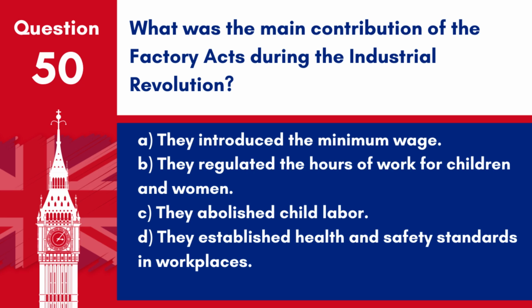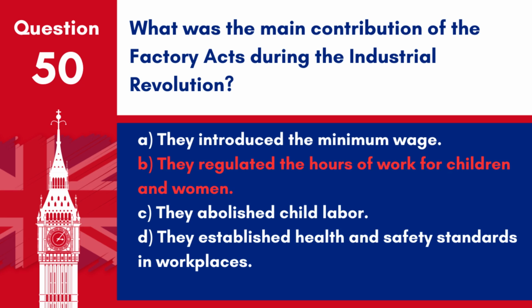Question 50. What was the main contribution of the Factory Acts during the Industrial Revolution? A. They introduced the minimum wage. B. They regulated the hours of work for children and women. C. They abolished child labour. D. They established health and safety standards in workplaces.